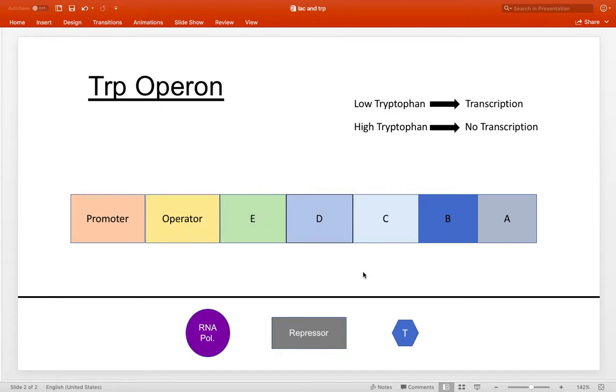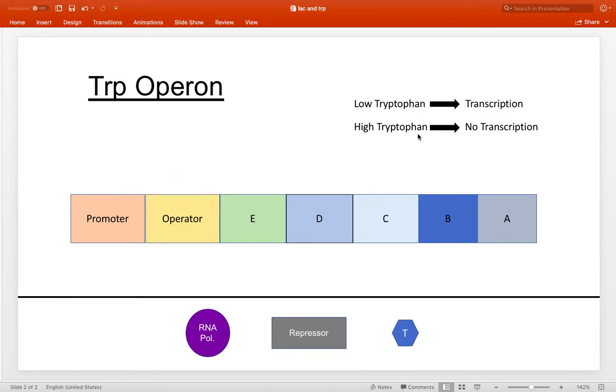Following that, this is an example of the trp operon. The trp operon is basically the operon that codes for enzymes that create tryptophan, which is an example of biosynthesis. So in a low tryptophan environment, the cell is going to want transcription because you're going to want to create tryptophan since there are low amounts within the environment. However, if there's a high amount of tryptophan, this one right here, there will be less or no transcription since you do not want to create more.